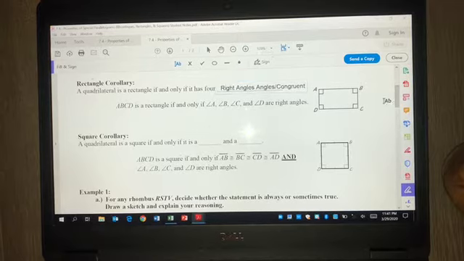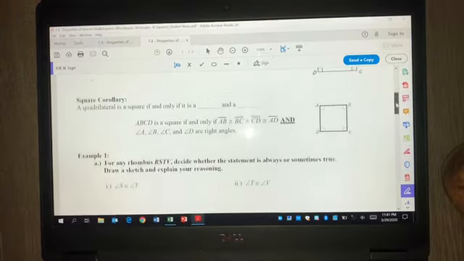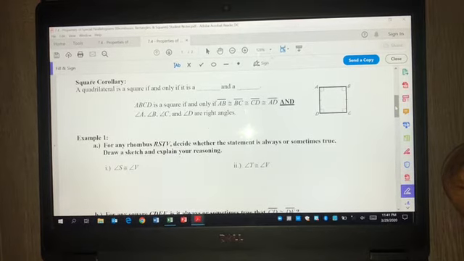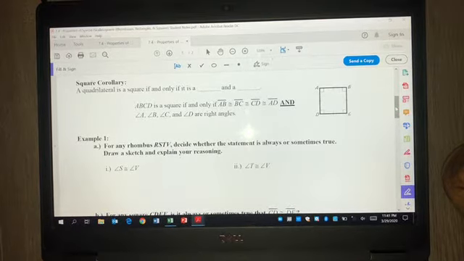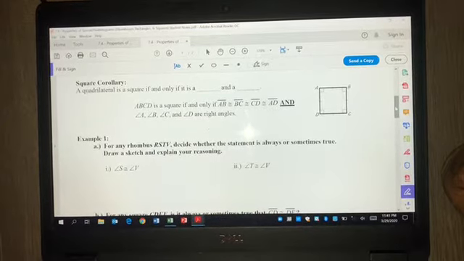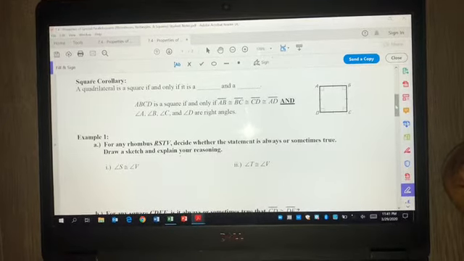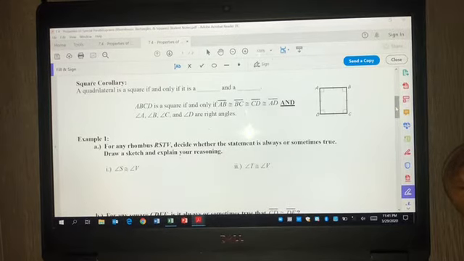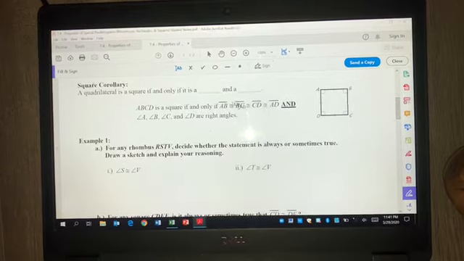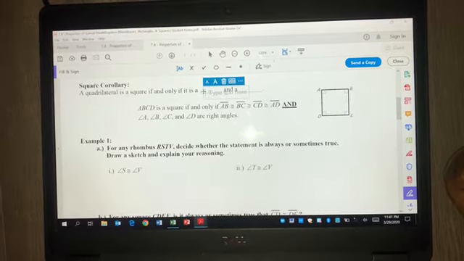So what makes a square? The analogy that I like to use is you have a rhombus and a rectangle. They get married and they make a square. The square has both the characteristics of a rhombus and a rectangle. So a quadrilateral is a square if and only if it is a rhombus and a rectangle.